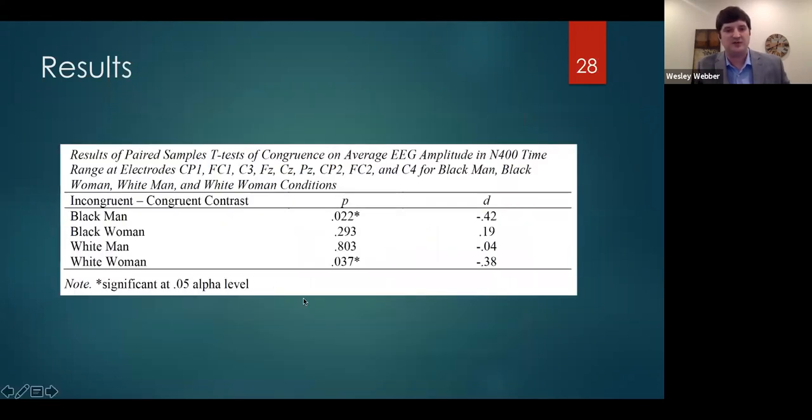This is the table showing the statistics here for paired samples t-tests for each of those groups. We can see the significant results for Black man and white woman along with the effect sizes.